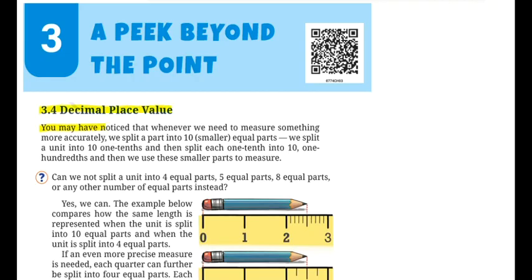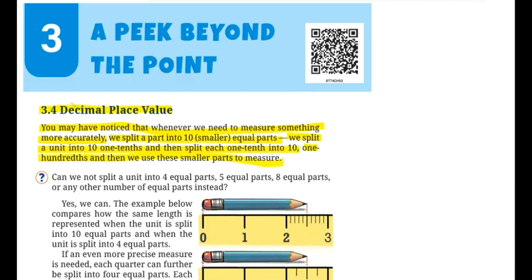You may have noticed that whenever we need to measure something more accurately, we split a part into 10 smaller equal parts. We split a unit into 10 1/10ths and then split each 1/10th into tens, 1/100ths, and then we use these smaller parts to measure.